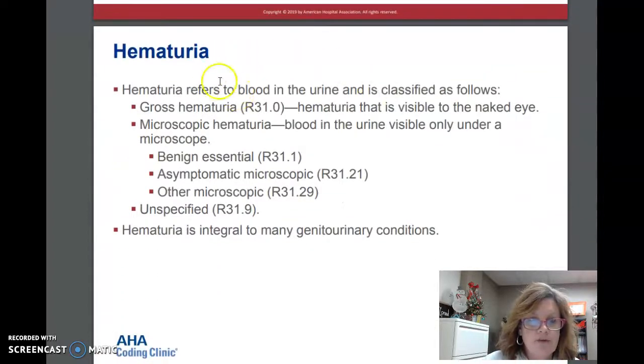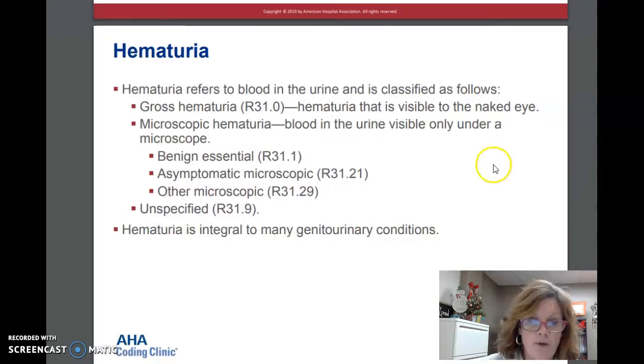Okay, so we've already had hematuria. We talked about this before in the blood. And just remember, we can have gross or microscopic. Gross, again, keep in mind, is with the naked eye, whereas microscopic, they can only see the blood if they look under the microscope.